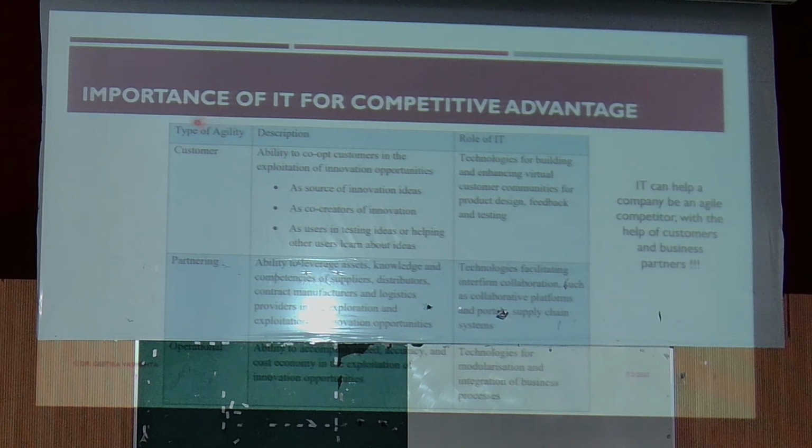If we talk about customers, then we have technologies for building and enhancing virtual customer communications for product design. Now here that virtual reality thing and augmented reality can work, right? That can come into picture. You are designing a product, like you were saying, someone in America just presses something and you can get that impact here. So this is one example. Maybe you just want to give some demonstration of something, or maybe augmented reality, where we have already seen that furniture example.